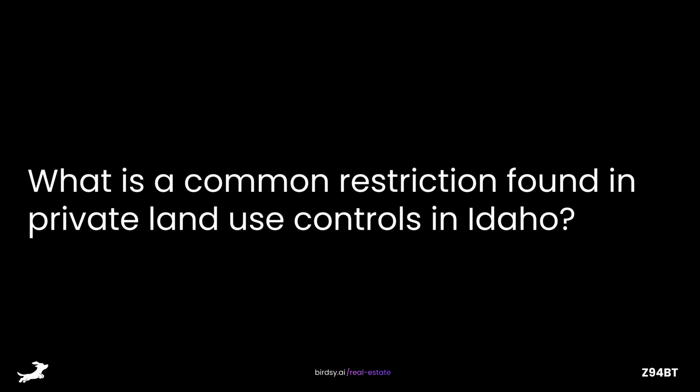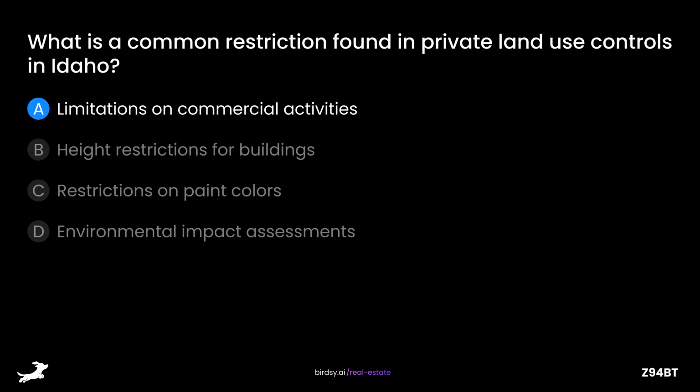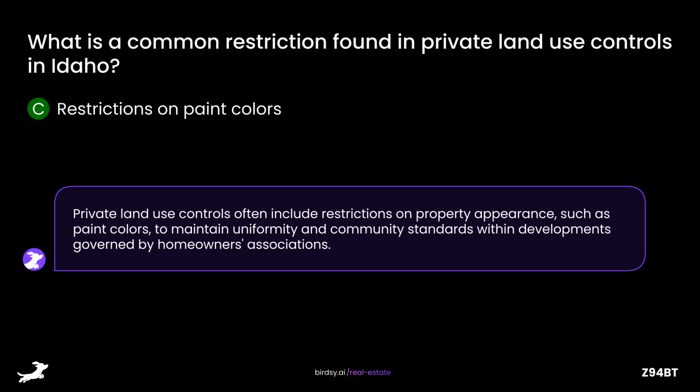What is a common restriction found in private land use controls in Idaho? Is it A, limitations on commercial activities, B, height restrictions for buildings, C, restrictions on paint colors, or D, environmental impact assessments? The answer is C, restrictions on paint colors. Private land use controls often include restrictions on property appearance, such as paint colors, to maintain uniformity and community standards within developments governed by homeowners associations.